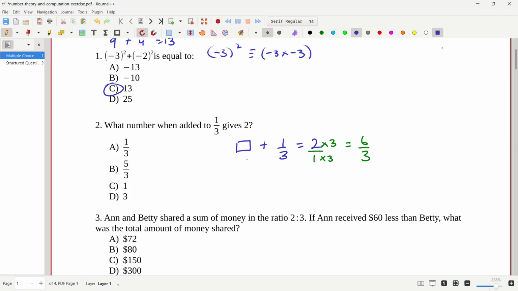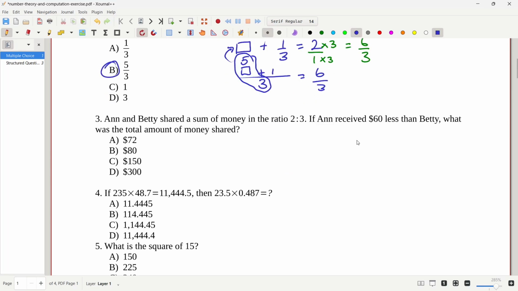I know that if I'm adding fractions, the denominators have to be the same, so both of them need to be over 3. Something plus 1 is equal to 6 over 3. So something plus 1 is equal to 6, because the top matches with the top and the bottom matches with the bottom. I know that this should be 5, so 5 over 3 is what I should have in this empty box up here. So that means the answer is B.